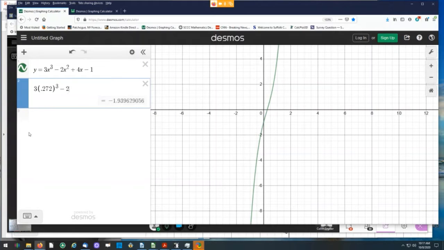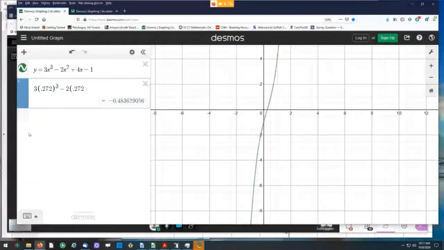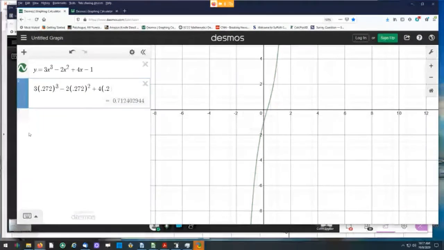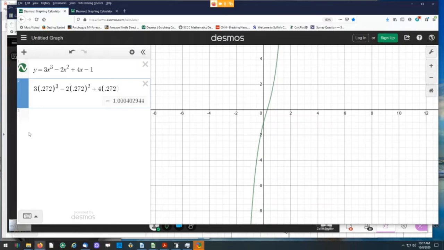Minus 2 times 0.272 squared plus 4 times 0.272. So it's not exact, minus 1. So you can see over here, it's not exact. So they did some rounding. So in this case, we will not be able to analyze this function as we would like.